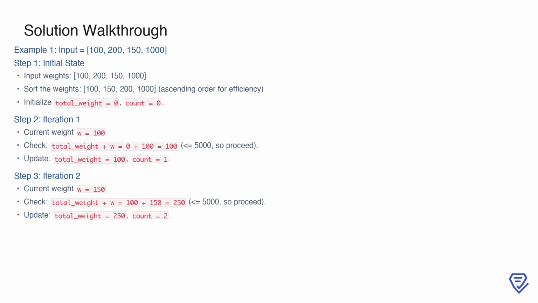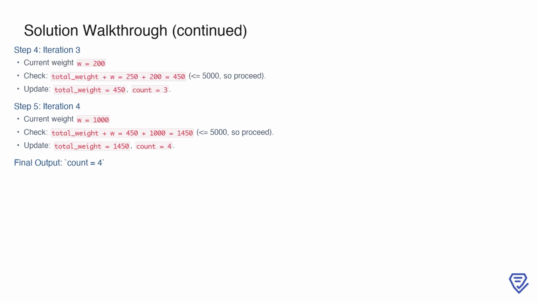In the first iteration, we take the weight 100. Adding it to our current total gives us 100, which is less than or equal to 5,000, so we proceed. We update total_weight to 100 and increment count to 1. In the second iteration, we take the next weight, 150. Adding it to our current total of 100 gives 250, which is still within the limit. So again, we proceed, updating total_weight to 250 and count to 2.